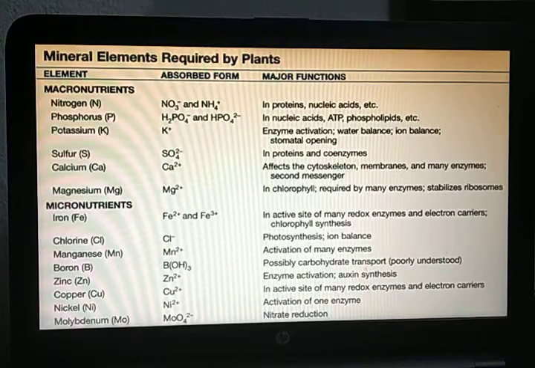So these are the functions in plant physiology of some micro and some macronutrients.